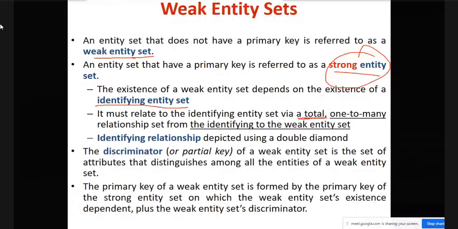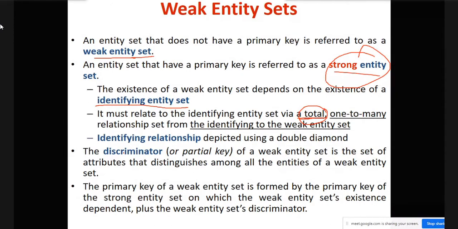Always. Why? Via total. Why total? Because the weak entity set's identification totally depends on the other side entity set, that is a strong entity set which is connected to the same relationship set. I will show you that with the example. Right now, just remember this: the weak entity set needs to be connected to the relationship set with total participation. Or you can say one-to-many relationship, that is, many at your weak entity side.